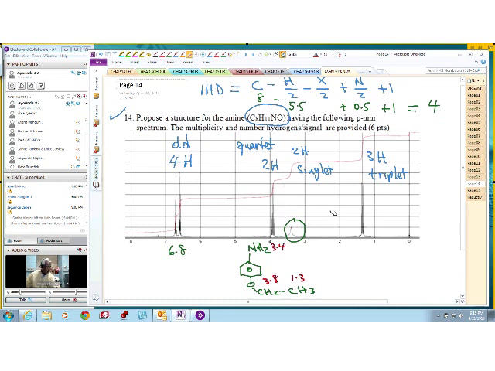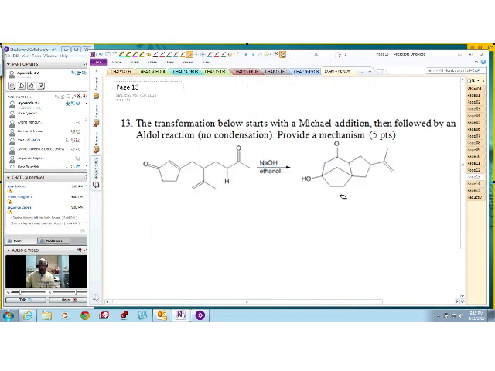Is there any question on this? We have spent 1 hour, 15 minutes. Let us see whether we can quickly do this. Number 13. This is a very complex one.